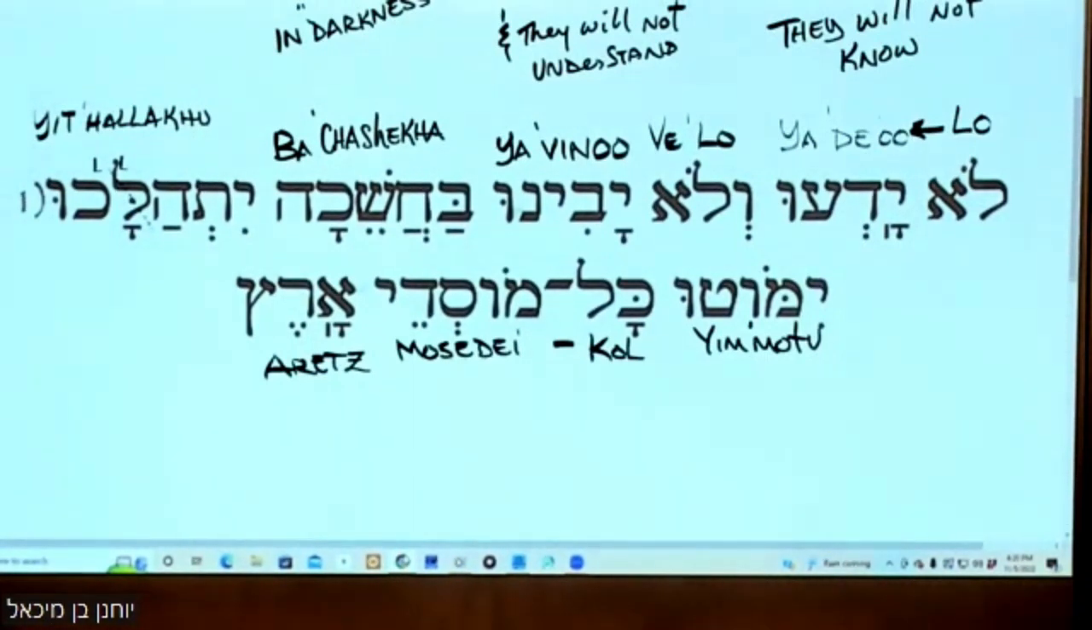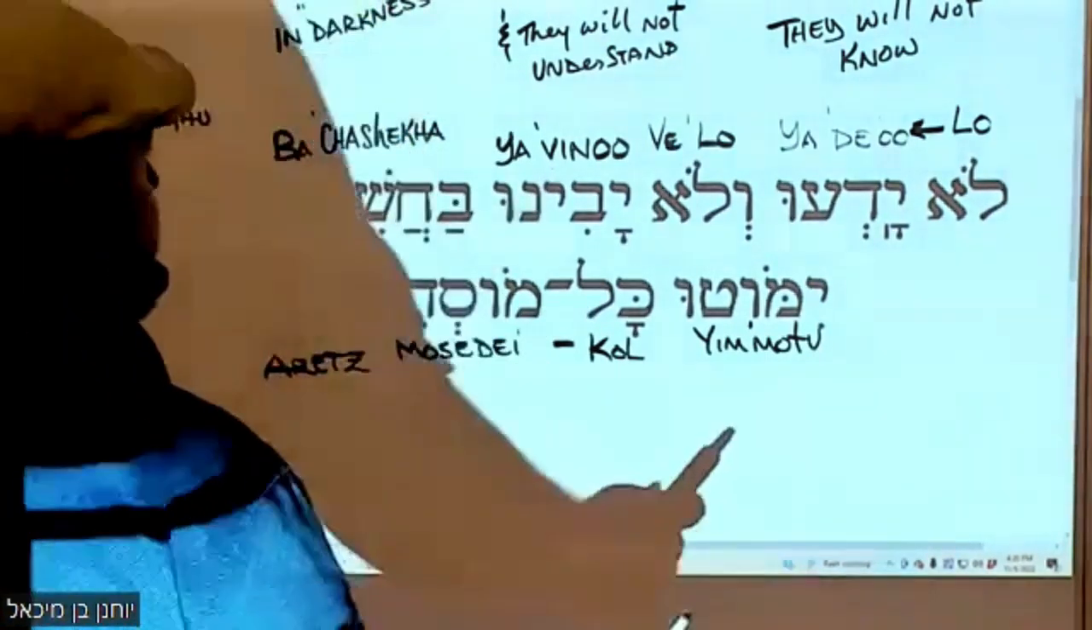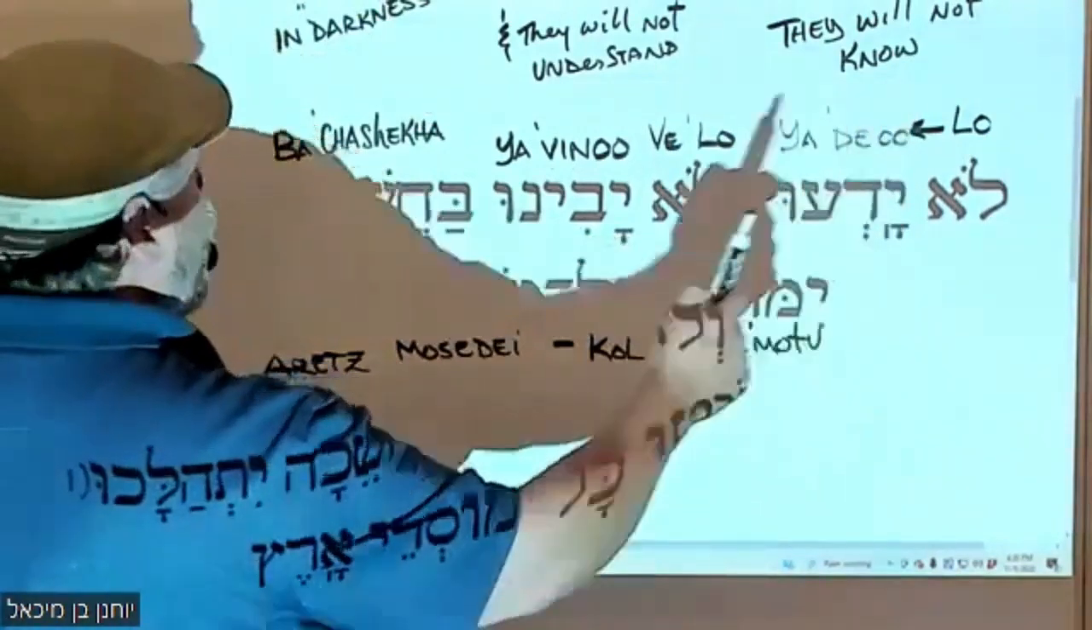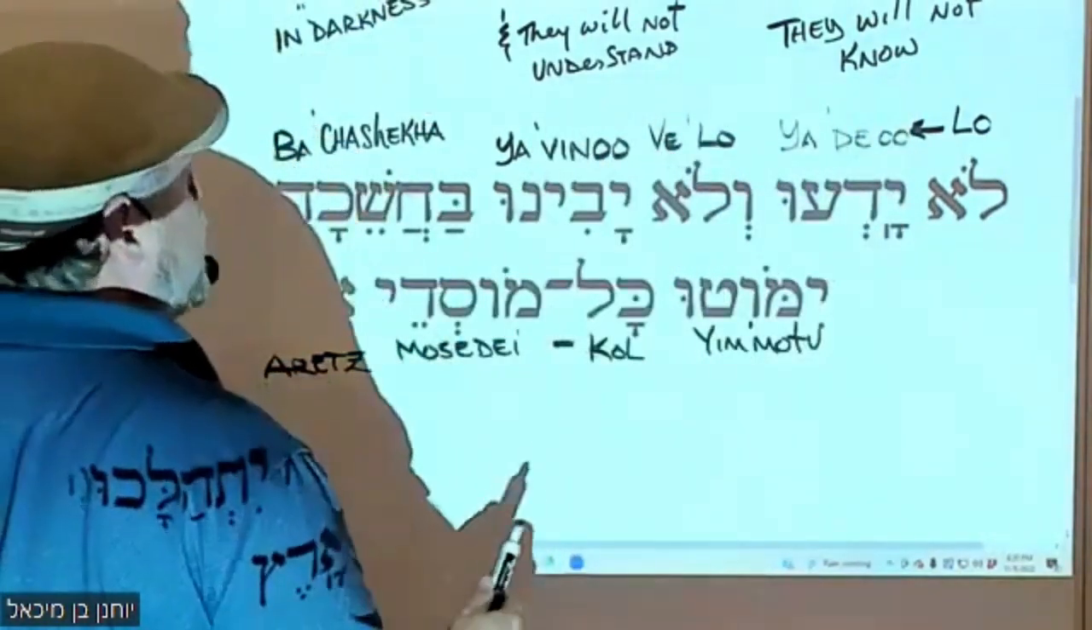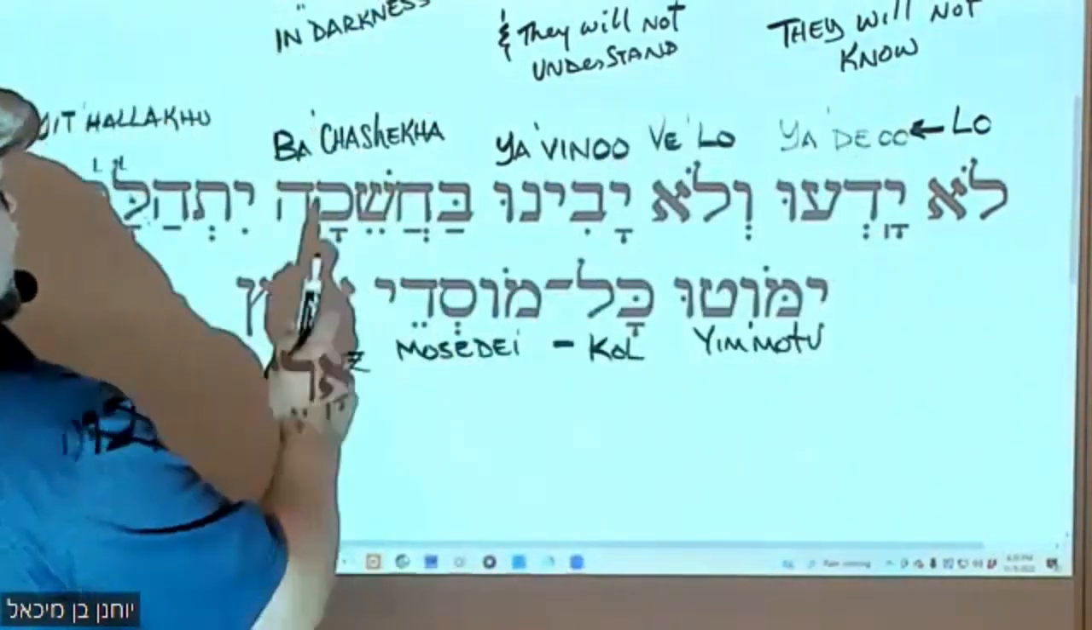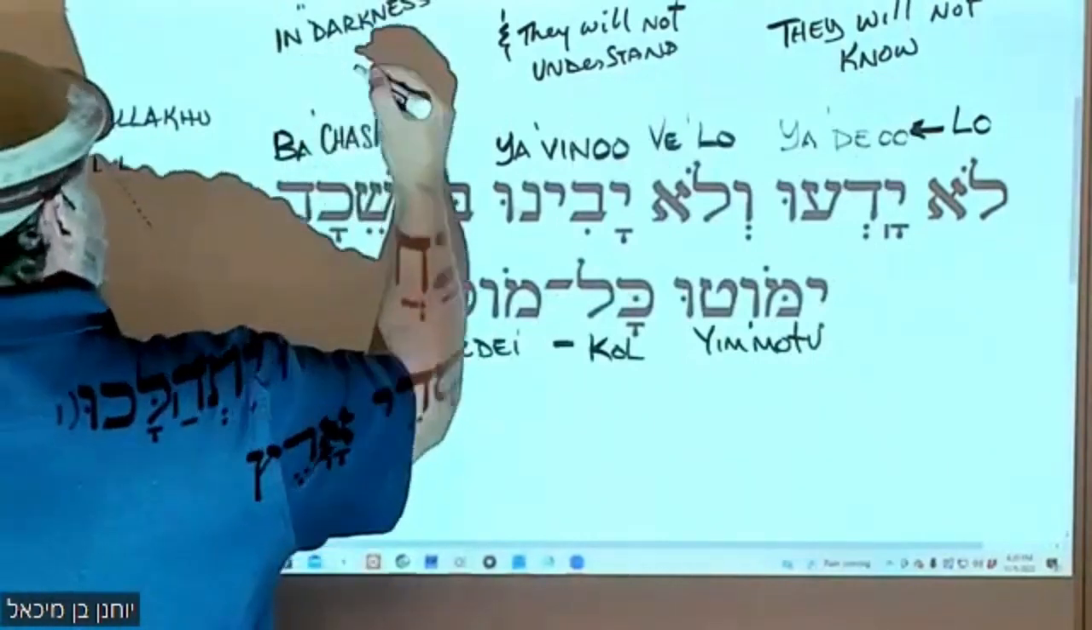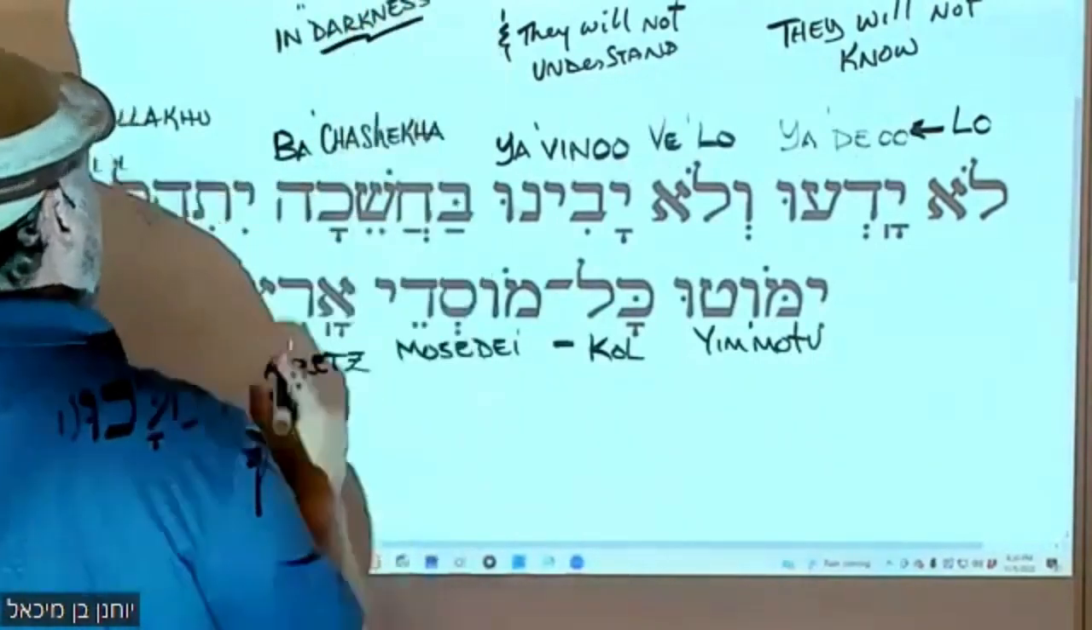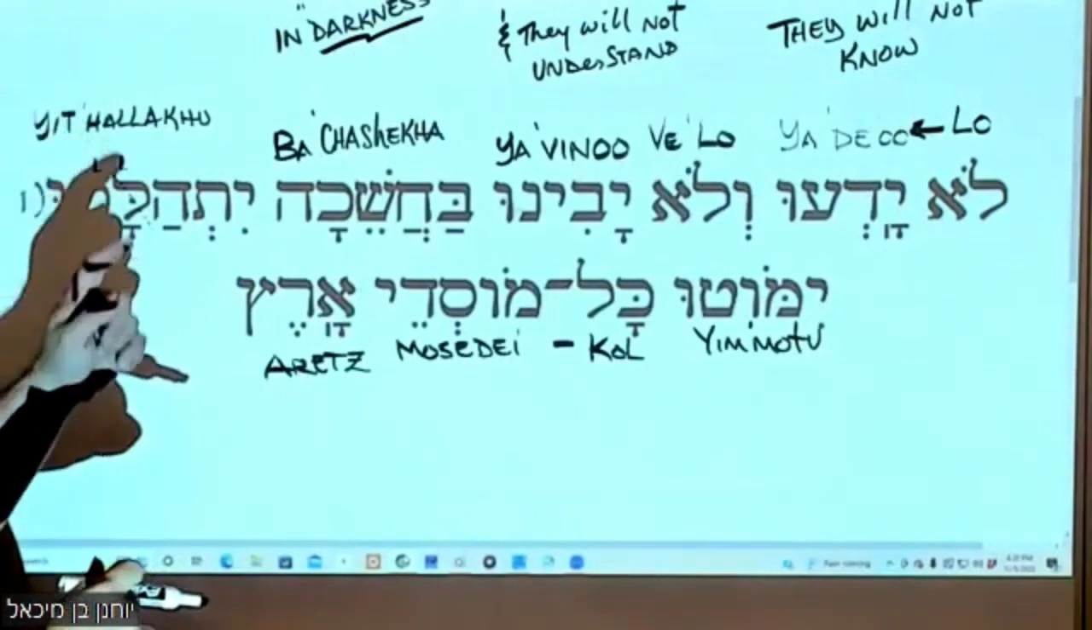But see, that's the thing. These people will not, right? Remember how they said, we won't do it. We will not walk therein. Okay? So they don't know and they don't understand because they don't want to, right? In darkness, all right, so in darkness, yithalachu.